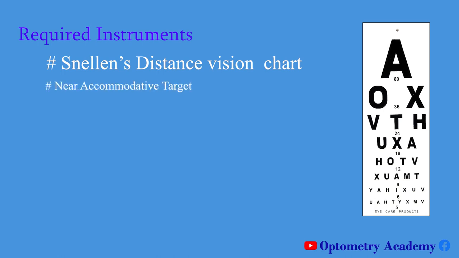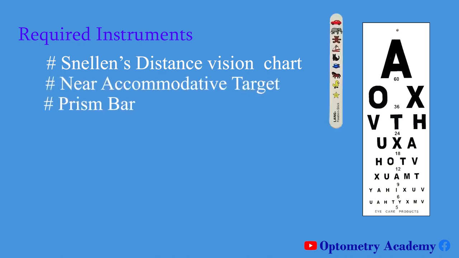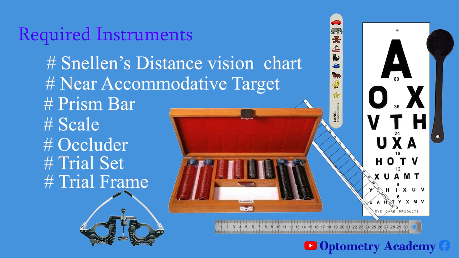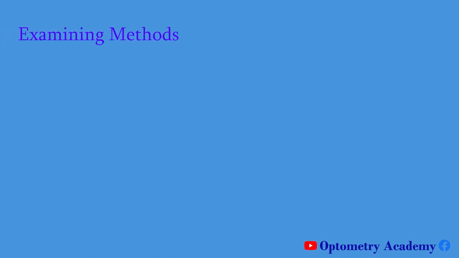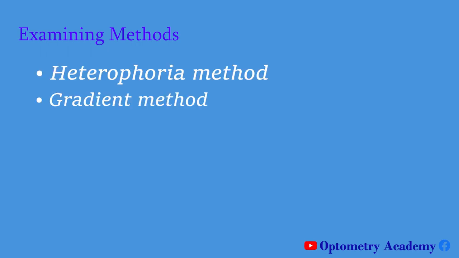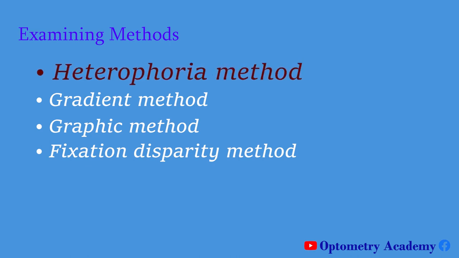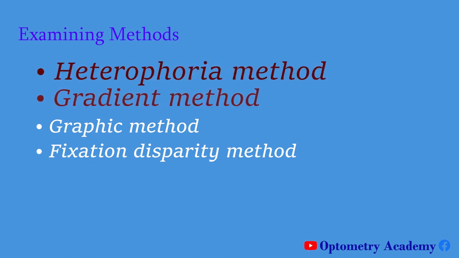Required instruments: Snellen's distance vision chart, near accommodative target, prism bar, scale, occluder, trial set with trial frame. Examining methods. There are several methods used clinically to determine the AC by A ratio: heterophoria method, gradient method, graphic method, and fixation disparity method. But in this video I am going to explain you about heterophoria method and gradient method. These two methods are mostly used in measuring the AC by A ratio.